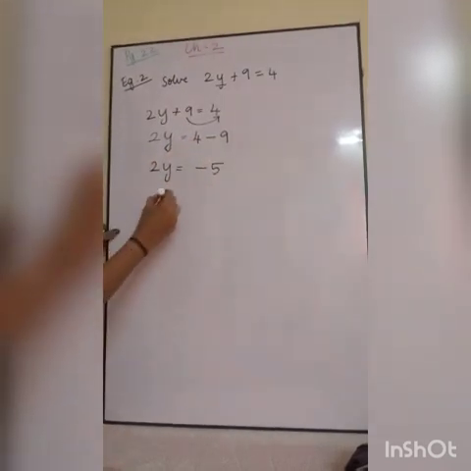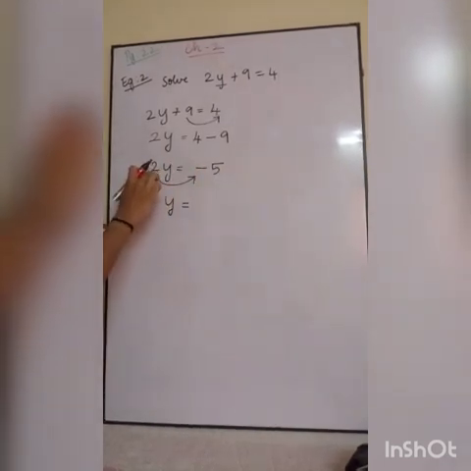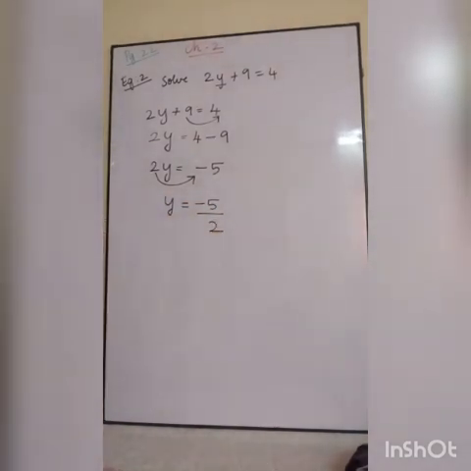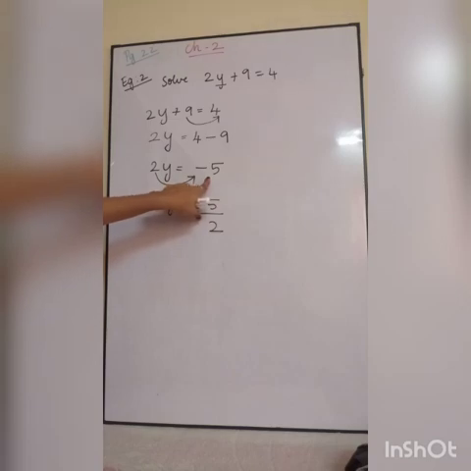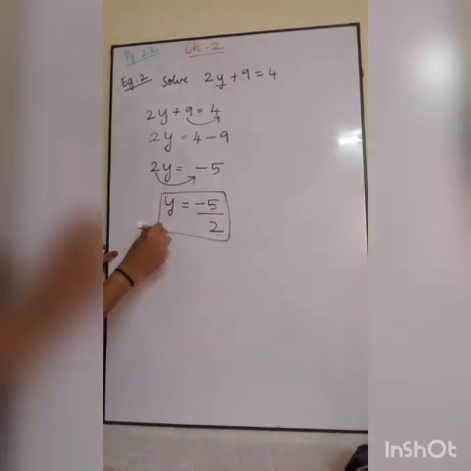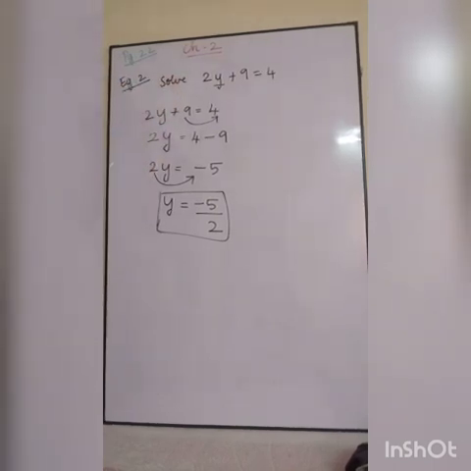Next, I want only y, so I am bringing this 2 to the other side. 2 is multiplied with y, so if it goes to the other side, it will become divided by 2. Listen here, plus 9, if it goes to the other side, it will become minus 9. 5 minus 9 will become minus 5. Next, 2 is there, multiplied with y, so if it goes to the other side, it will become divided by 2. So what is the value of y? Minus 5 by 2. So this is the solution for this equation.